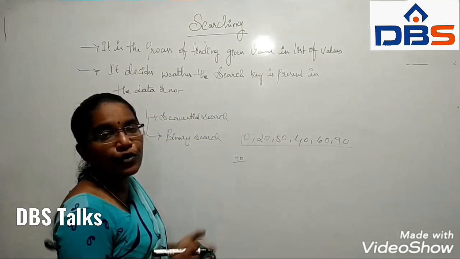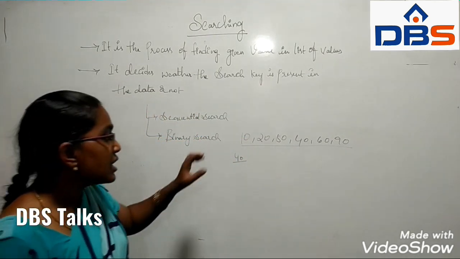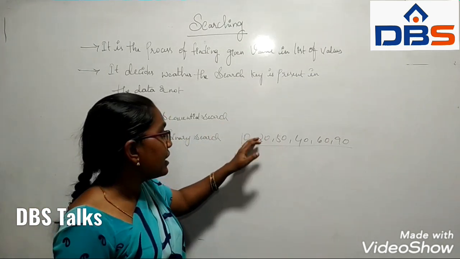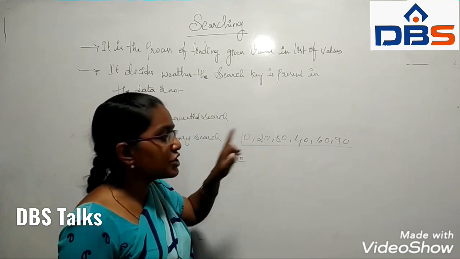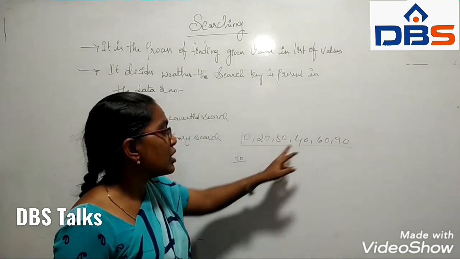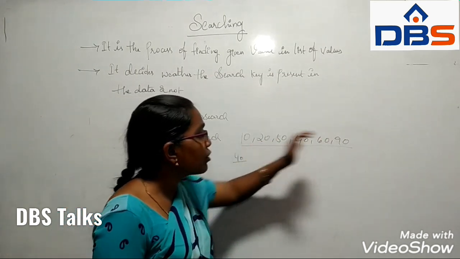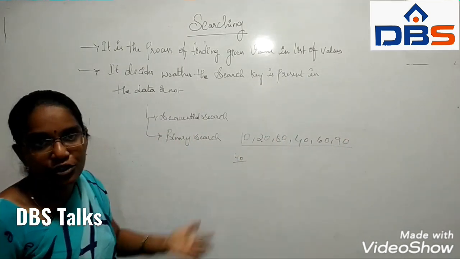If you want to find an element in the list, first of all you have to compare the key with the first element. If it is not matched, go for the next element, and these two elements are checked. Then go for the next element, and these two are checked. Just like that the process will continue.